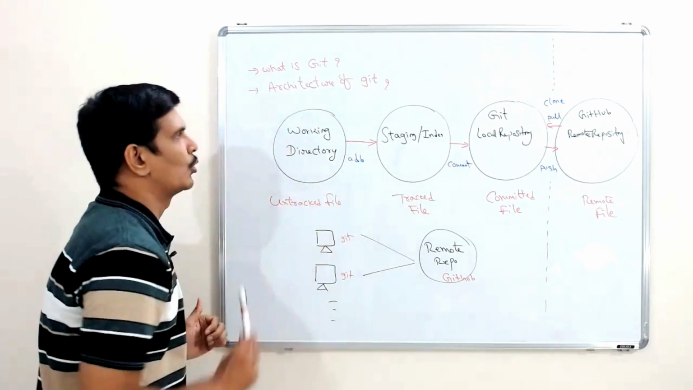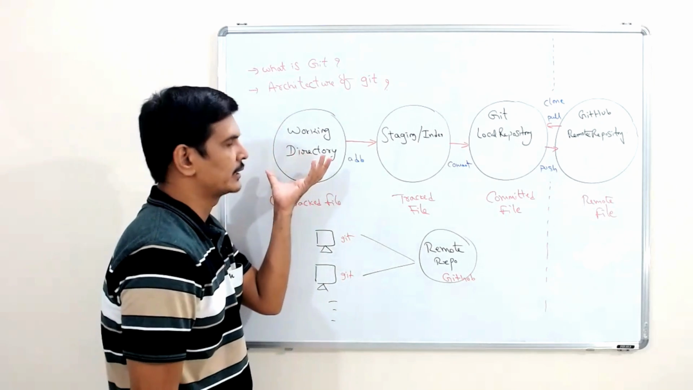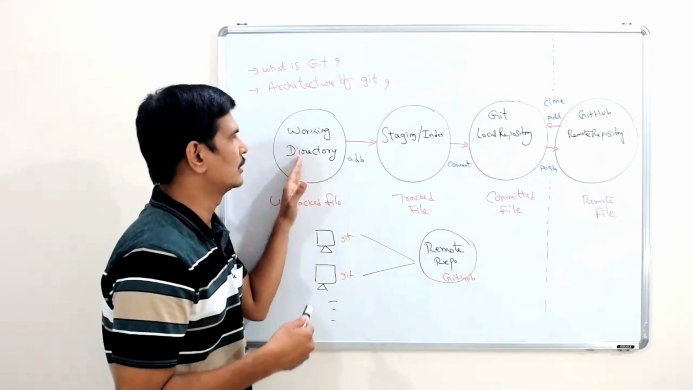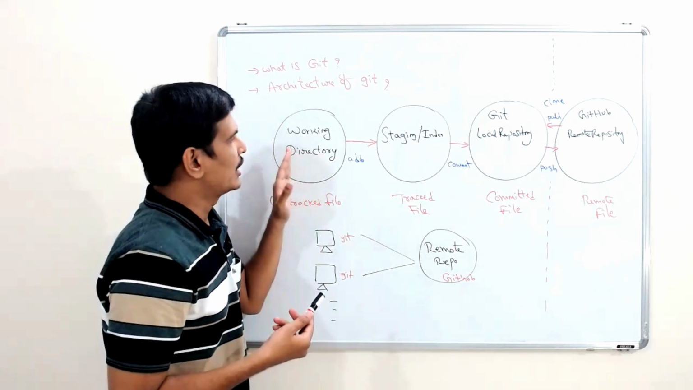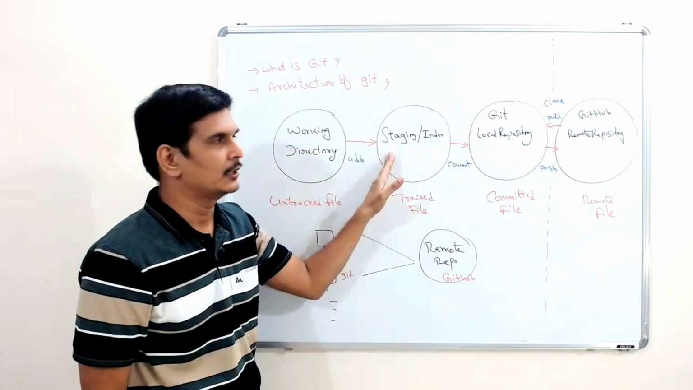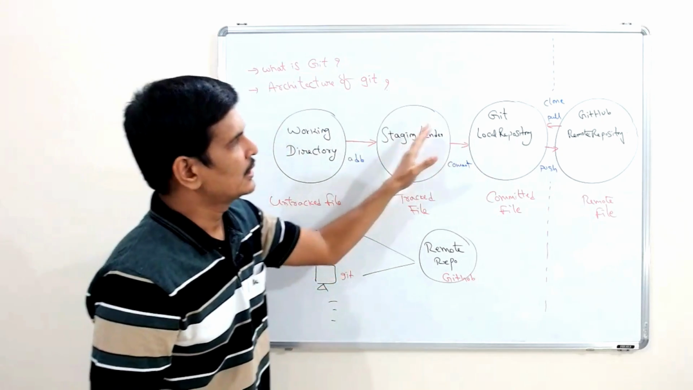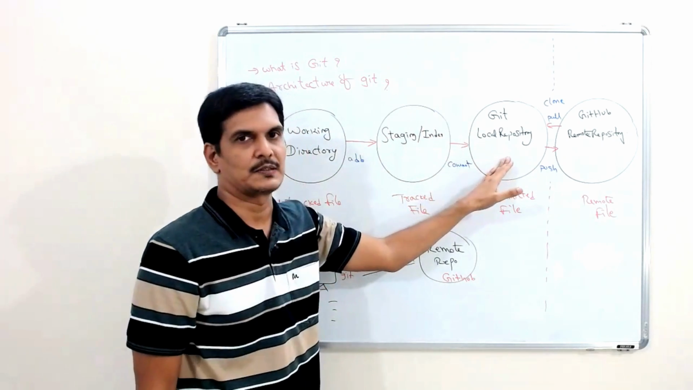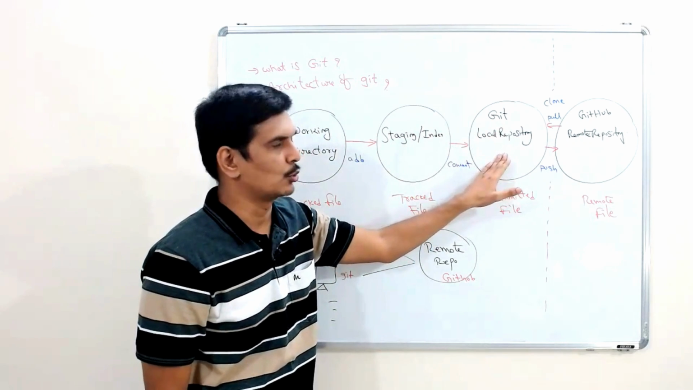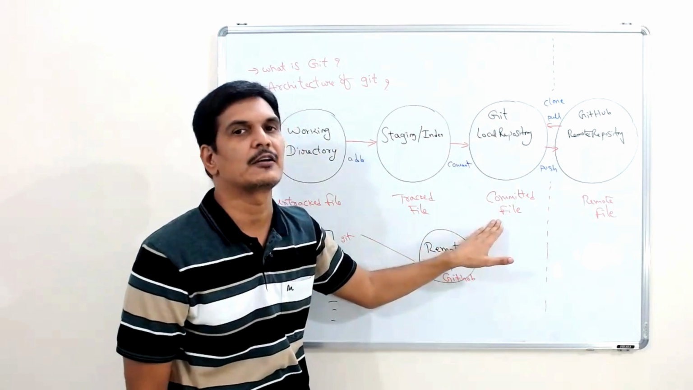Let me just repeat once again. Currently we have the working directory. This is the starting point where we develop the project and write all the files. From there, we have to send the files to the staging area before committing. And from there, we can commit those files into the local repository. We add all the stuff into the local repository, and we call them committed files.